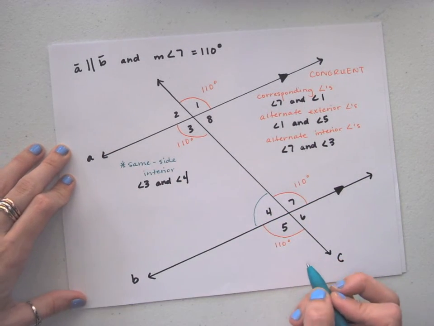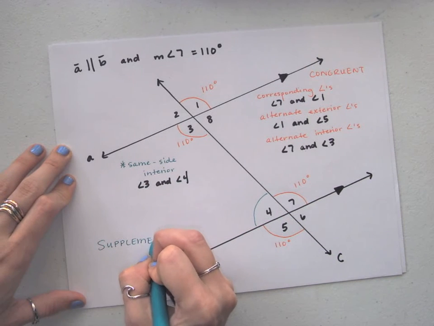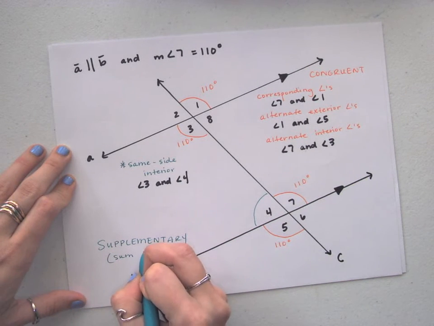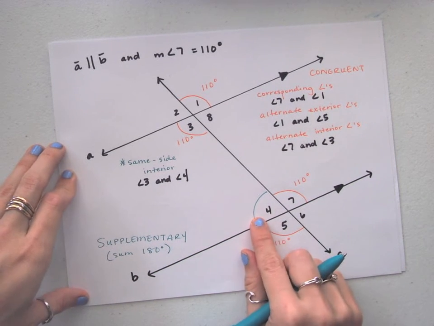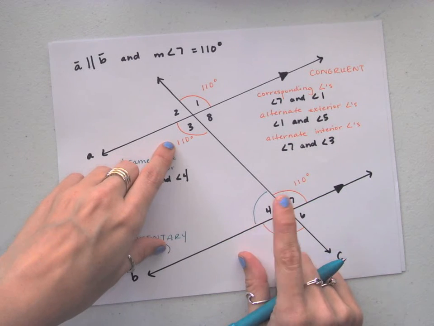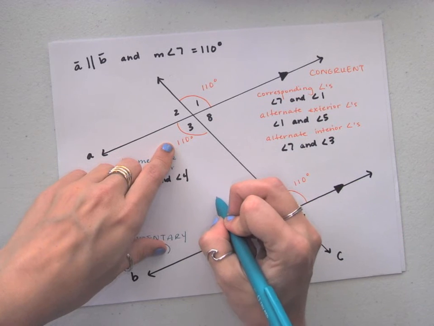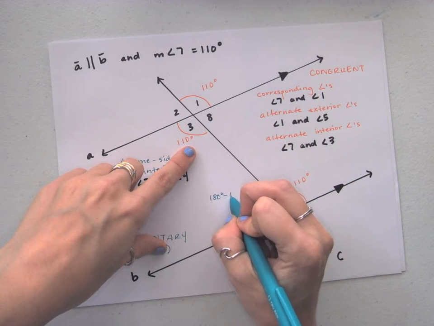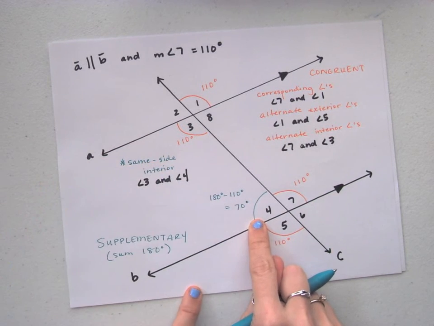Instead, same side angles are supplementary. Supplementary angles have a sum of 180 degrees. So that means when you add the two angles together, they equal 180 degrees. So angle 3 plus angle 4 equals 180 degrees. 110 plus whatever the measure of angle 4 is 180 degrees. So what I could do to figure this out is do 180 degrees minus angle 3, which is 110 degrees, equals 70 degrees. So angle 4 is 70 degrees.